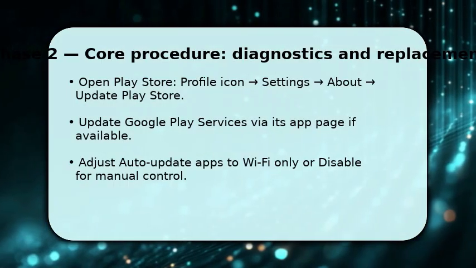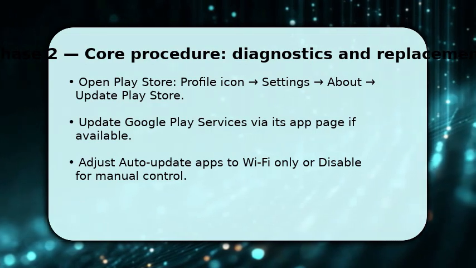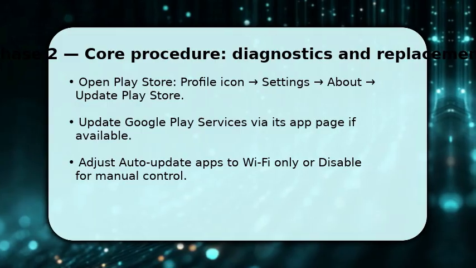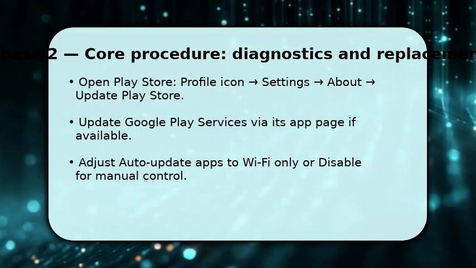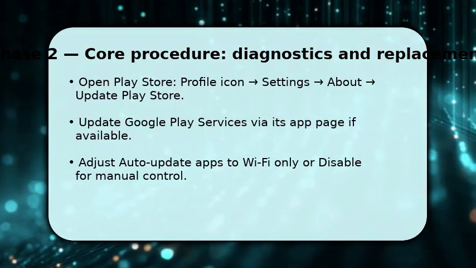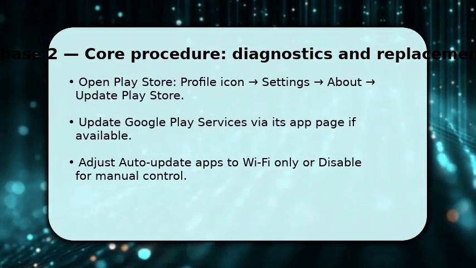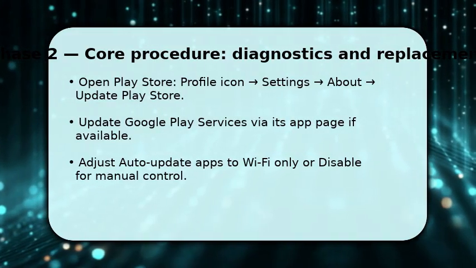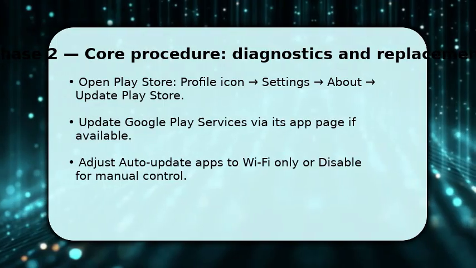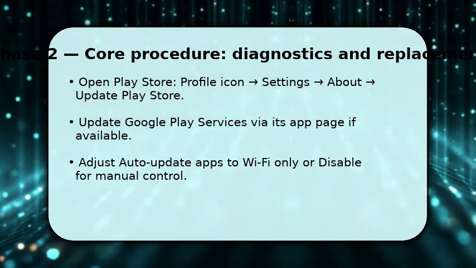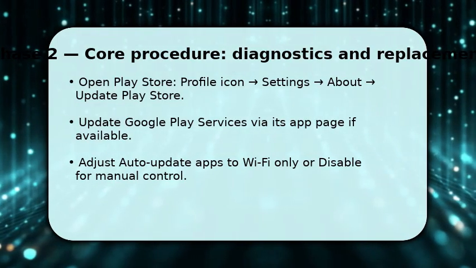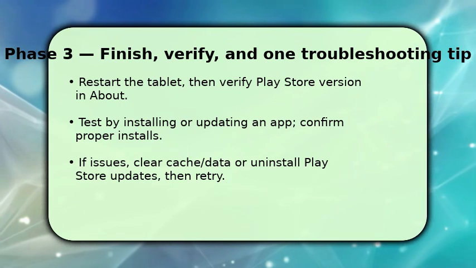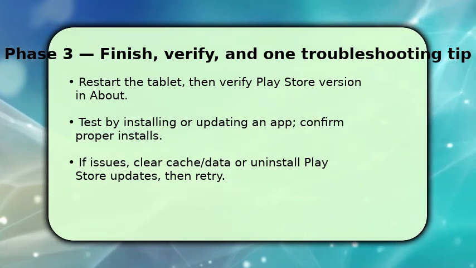Next, go straight to the Play Store profile icon, choose Settings, then About, and tap Update Play Store if the option appears. That forces the store to fetch the newest build. Make sure Google Play Services is current by visiting its Play Store page and updating it too, because the store depends on those components. Also, set Auto Update Apps under Network Preferences. Pick Wi-Fi only to save data, or disable Auto Updates if you want to control each app manually. This avoids unexpected changes. To finalize, restart the tablet so system services restart and any pending updates apply.